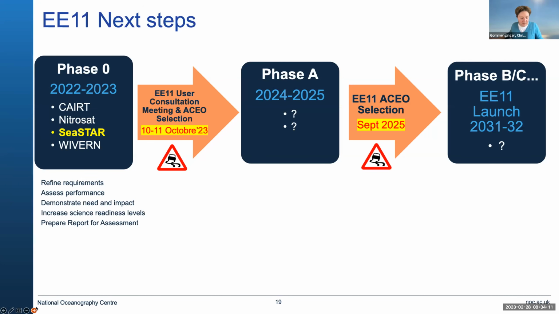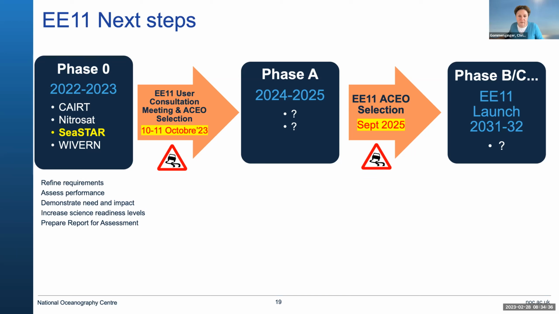Finally, as I said, so E11, what are the next stages? As I mentioned, we are currently in phase 0. There are four candidates, and this is where we are still working on refining our requirements, assessing performance, demonstrating the need and the impact, etc., and preparing the report for assessment that will be used for the mission selection.